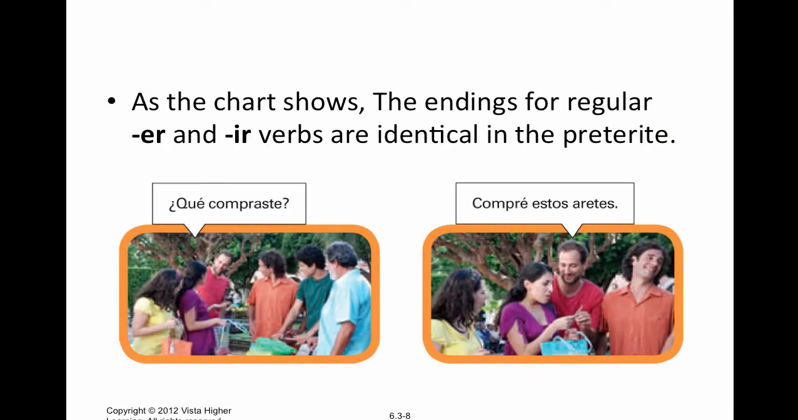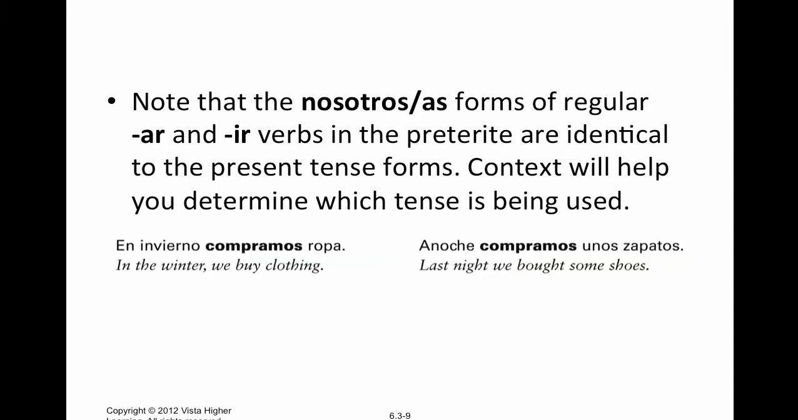As the chart shows, the endings for regular ER and IR verbs are identical in the preterite. Note that the nosotros form of regular AR and IR verbs in the preterite are identical to the present tense forms. Context will help you determine which tense is being used. So we see here, for example, en invierno compramos ropa. In the winter, we buy clothing. However, we could also use this talking in the past. Anoche compramos unos zapatos. So last night, in the past, we bought some shoes.